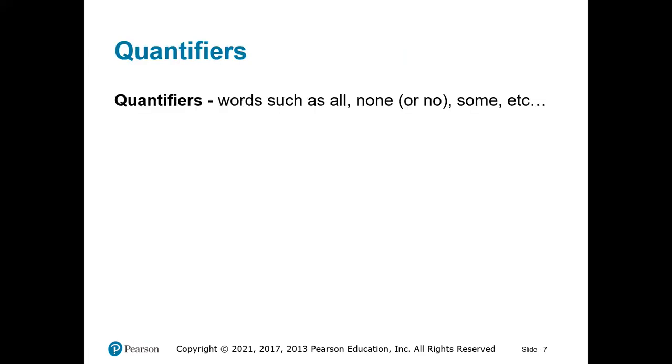Now let's talk about quantifiers. The word quantifier means, well, actually there are two, but from these two quantifiers we are going to obtain more. When you have a word such as all, none, or some, these are quantifiers. If I say all students live in Florida, I just used the quantifier all. If I say some students live in Florida, I use the quantifier some. So pay attention to these words: all, none or no, some, etc. These are called quantifiers.